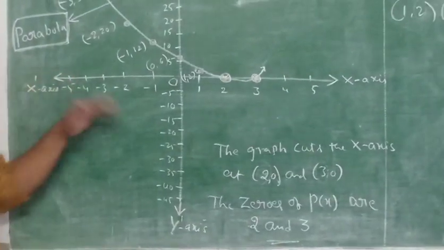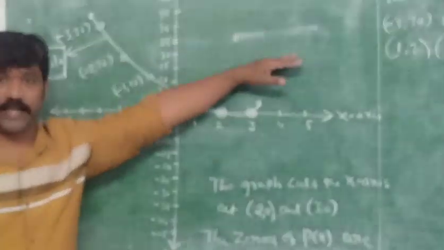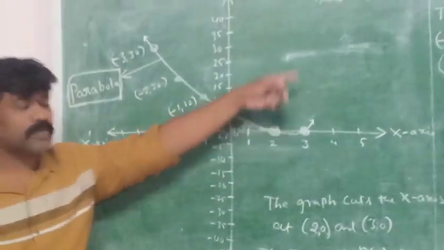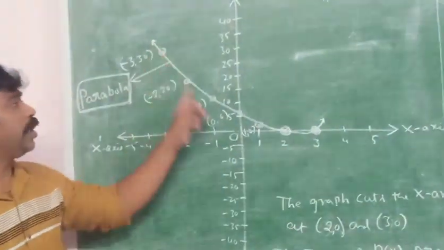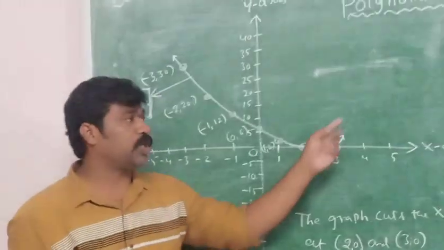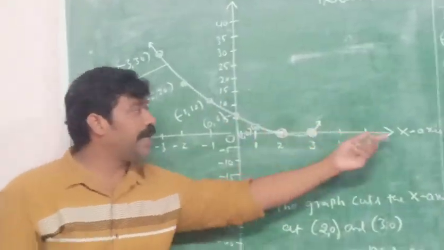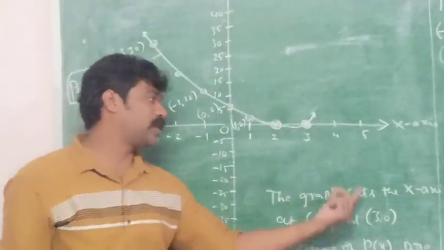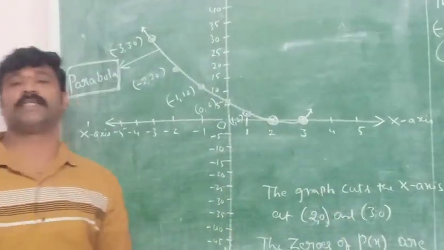Just remember that the graph of a linear polynomial is a straight line, and if you draw the graph of a quadratic polynomial, we will get a U-shaped curve. That curve we call a parabola. And to find the zeros of the polynomial, wherever the graph cuts the x-axis, those x coordinates we take as the zeros of that polynomial.